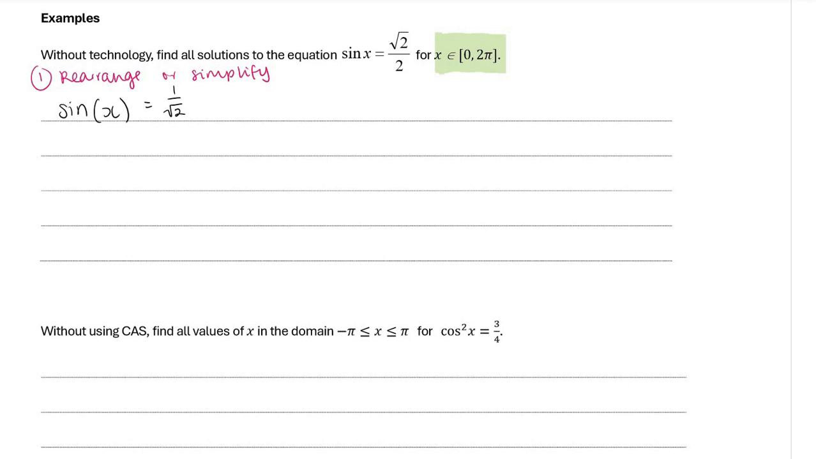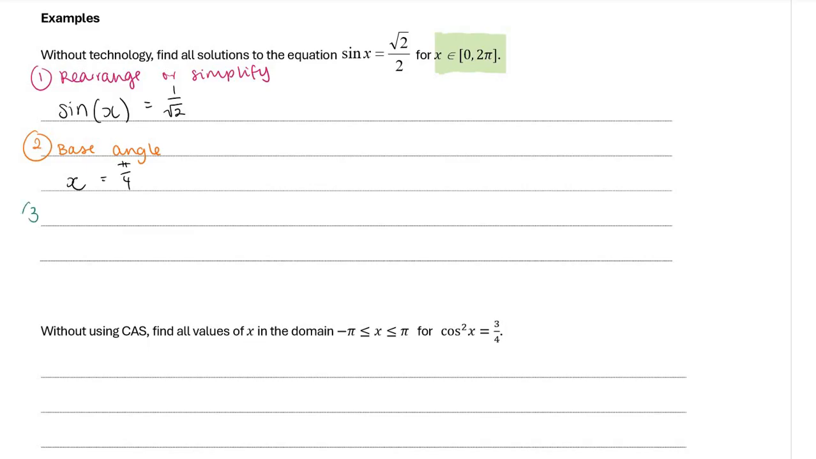Now, using that knowledge we have of that ratio, our second step is going to be to identify the base angle. And that's the angle that we're going to be working with for all of our solutions. So in this case, because we've got sine of x is equal to 1 on root 2, hopefully we can see that would be a base angle of pi on 4. And that base angle is what we're going to use for our solutions.